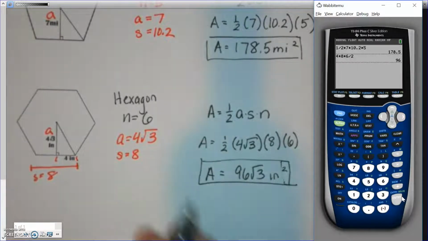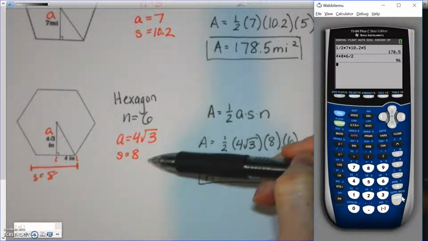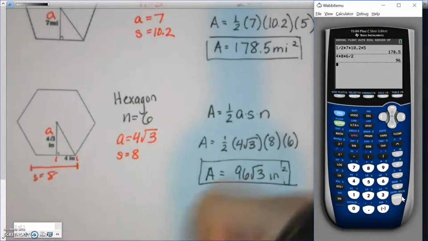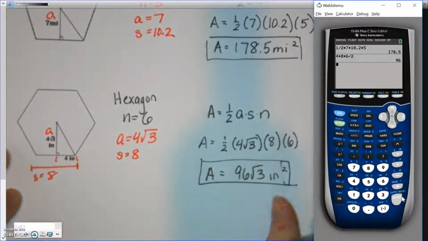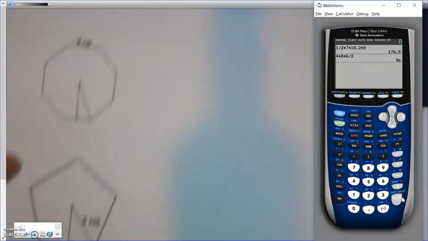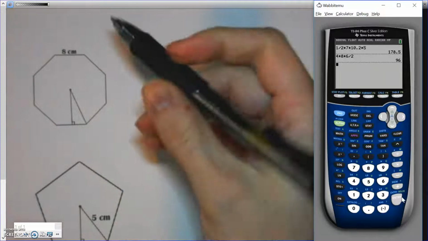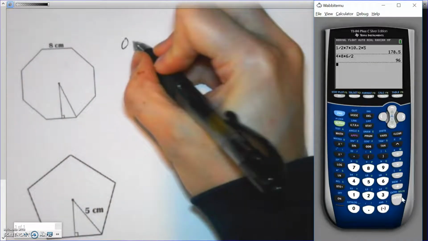So these are some of the nicer problems where they give you the apothem, and they either give you the side length or they give you something where you can pretty quickly find the side length. Sometimes, though, the problems are not as nice. If we look at these examples right here, in this case, I have an octagon.